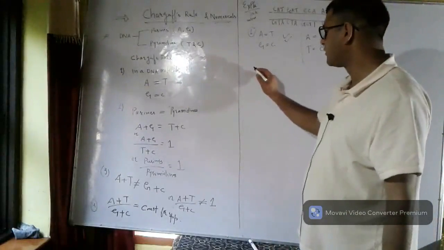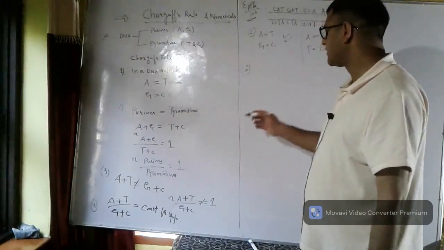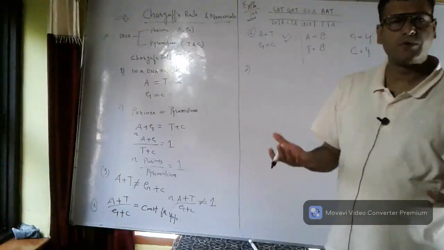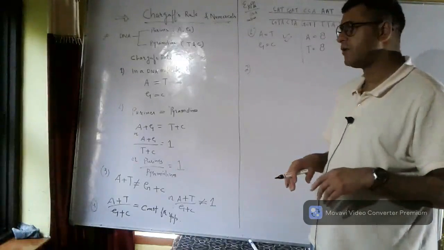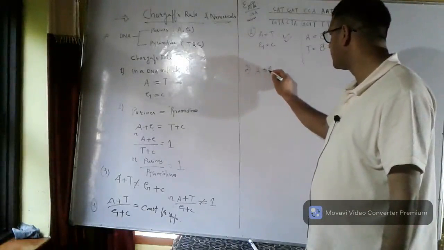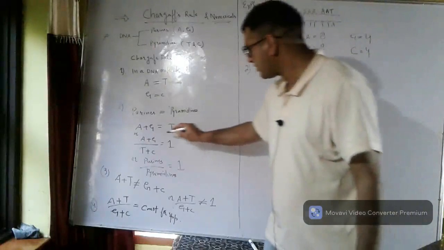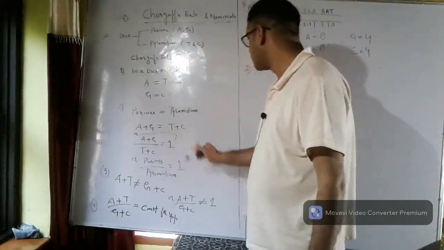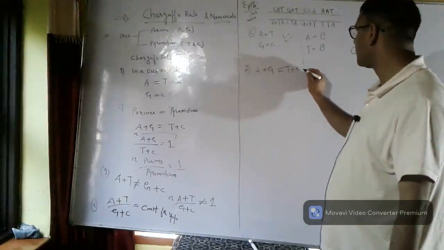Then we'll take rule number second. In rule number second, we say that the amount of purine is equal to the amount of pyrimidine. That means adenine plus guanine is equal to thymine plus cytosine. So rule number second is adenine plus guanine is equal to thymine plus cytosine. We'll explain this rule number second.